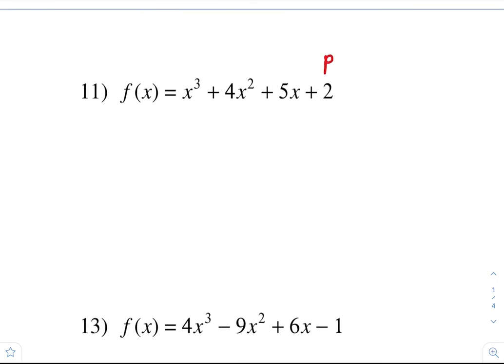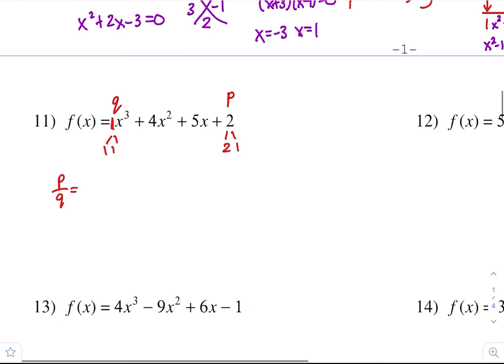So here, P and Q, right? Factors of 2: 2 and 1. Factors of 1: 1 and 1. Once you guys have your factors, do P over Q. I'm going to put it over there. So all our factors of P are plus or minus 1 and 2, and factors of Q are plus or minus 1. So plus or minus 1 over 1, which is 1, and 2 over 1, which is 2. So we have 4 options.